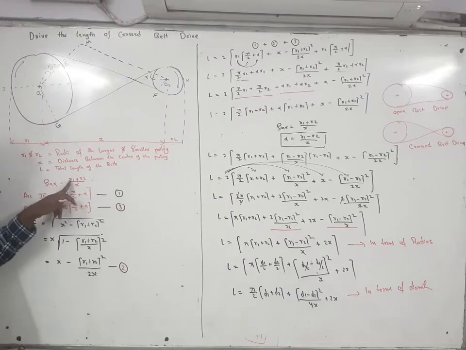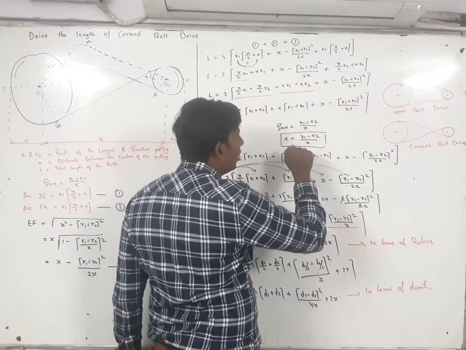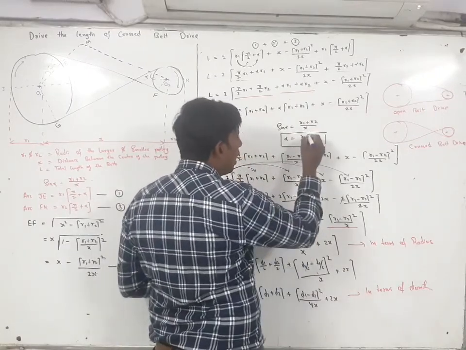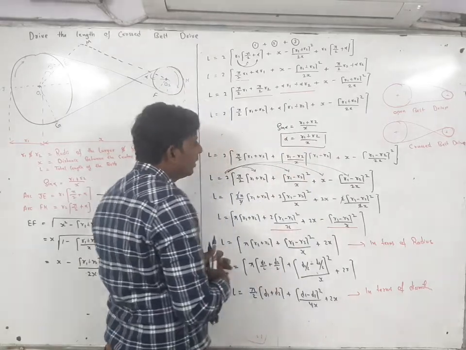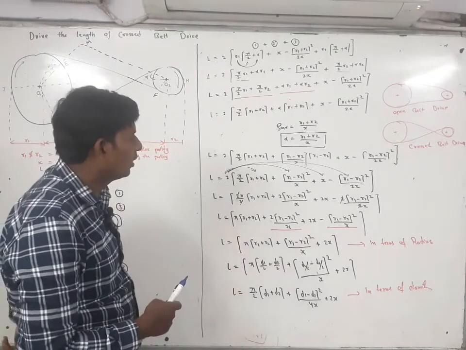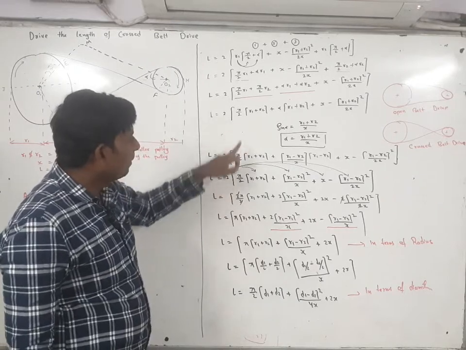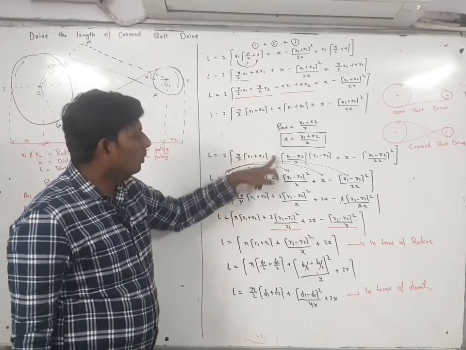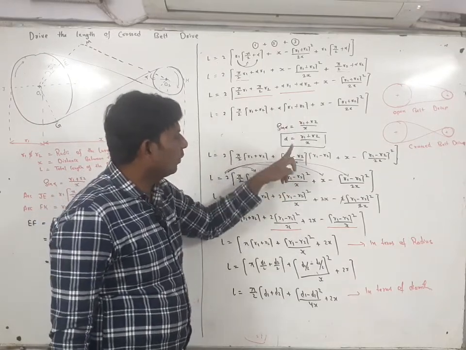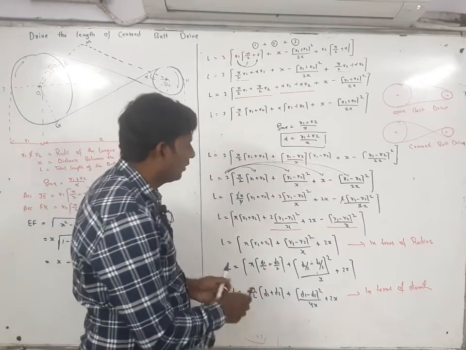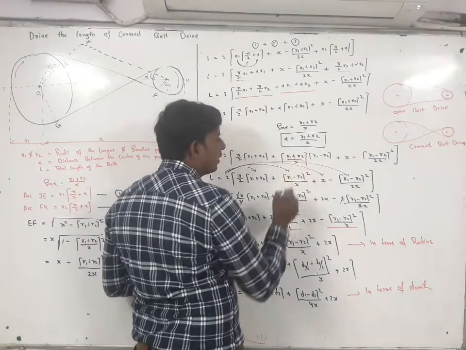Sin alpha is equal to R1 plus R2 by X. So here you wrote sin alpha is equal to R1 plus R2 by X. So alpha is also equal to R1 plus R2 by X. Next, after getting that, what you have to do: write down this one as it is, 2 as it is, pi by 2 into R1 plus R2 plus, then here in this term, in place of alpha you can write R1 plus R2 by X. So here you can write R1 plus R2 by X, and here you can write R1 plus R2 by X.